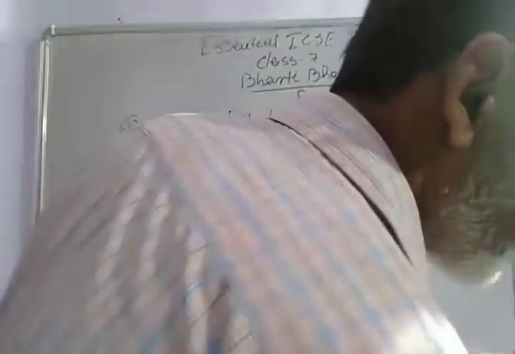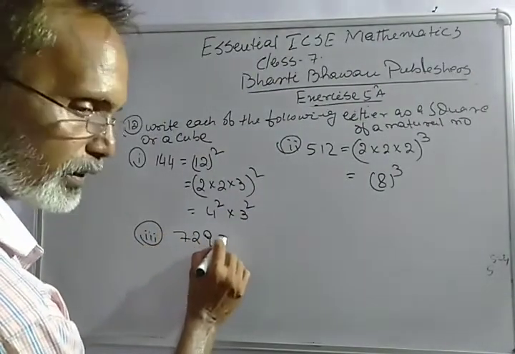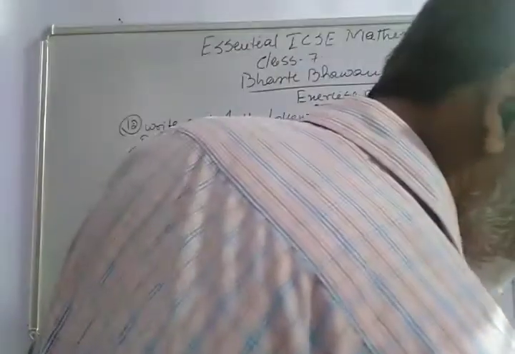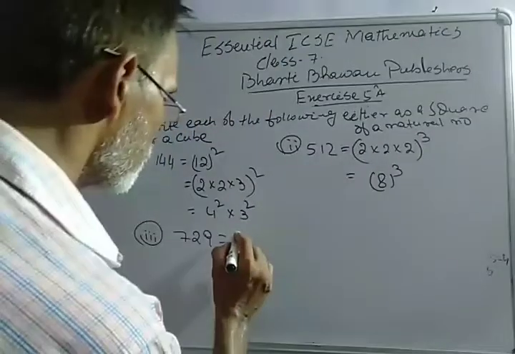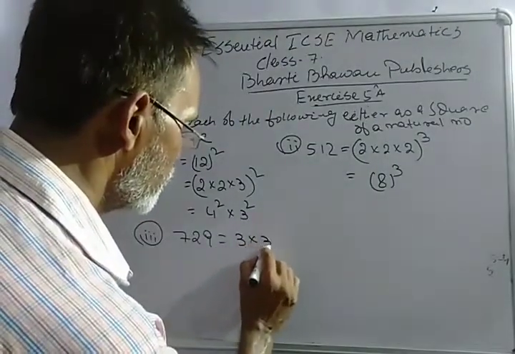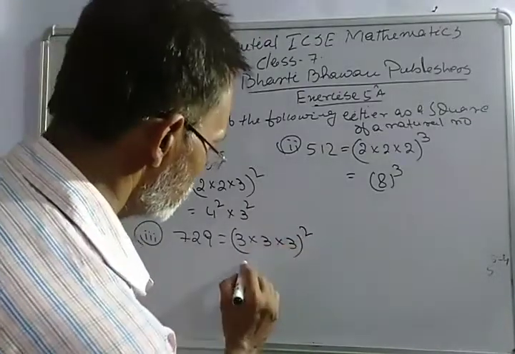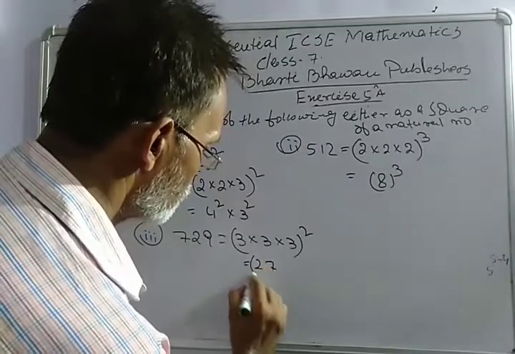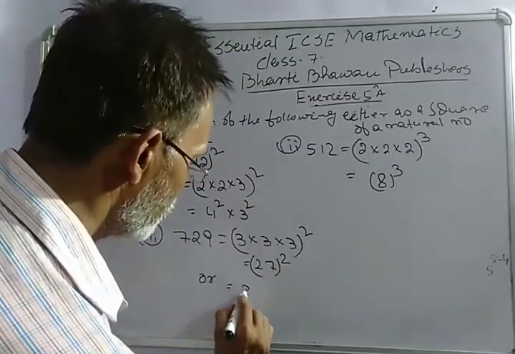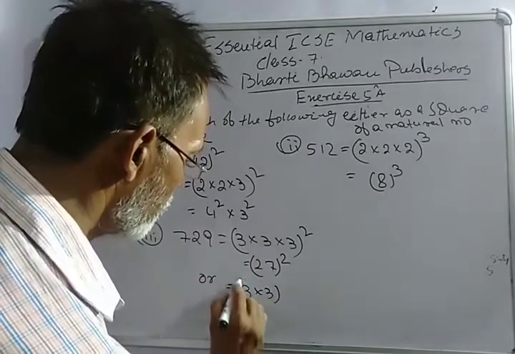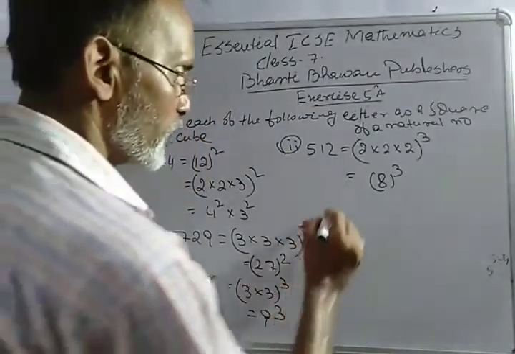Then next one, number 3, 729. That is equal to (3 into 3 into 3) whole square. So this is equal to 27 whole square. Or 3 into 3 whole cube. So this is equal to 9 whole cube. Number 4.